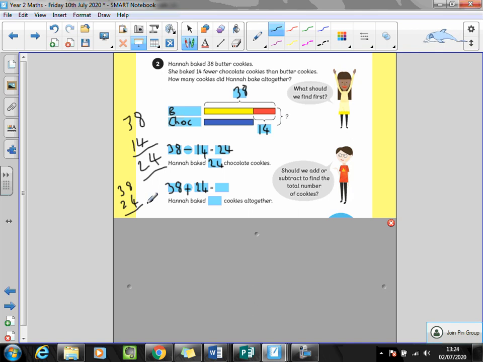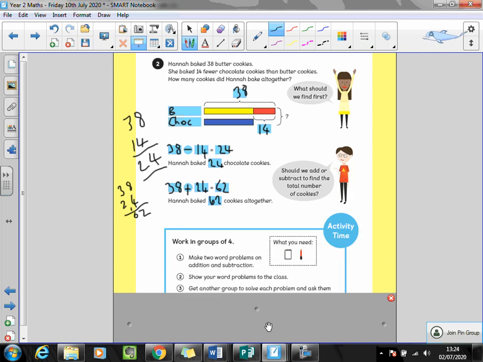8 plus 4, well, 8 plus 2 is 10, with 2 left over to give us 12. We put the 2, carry the 10. 30 add 20 is 50, plus another 10 is 60. We can see that altogether she baked 62 cookies. So well done if you got those answers.